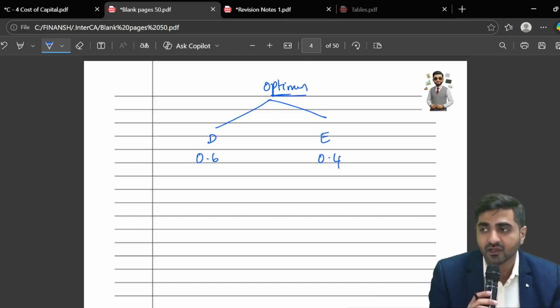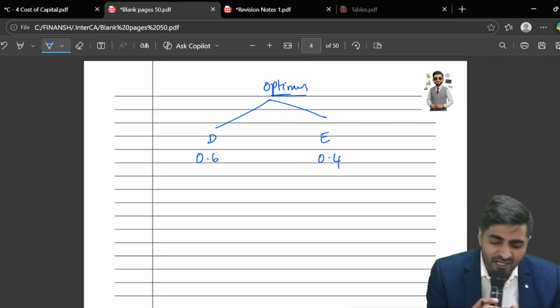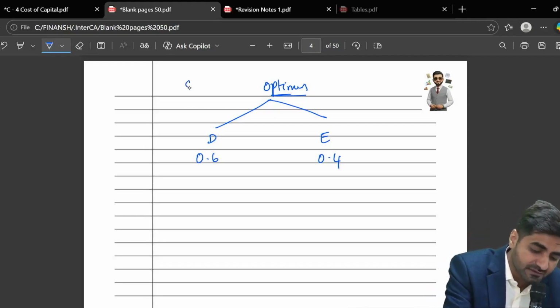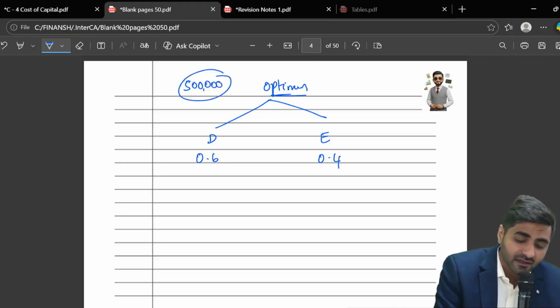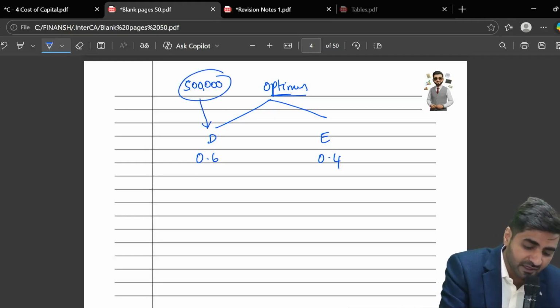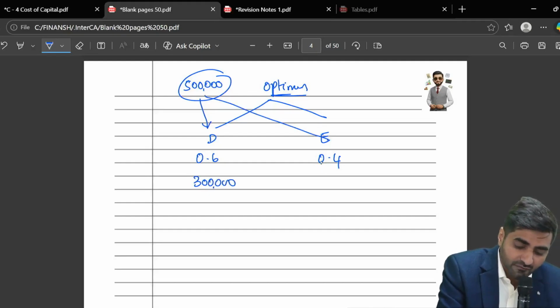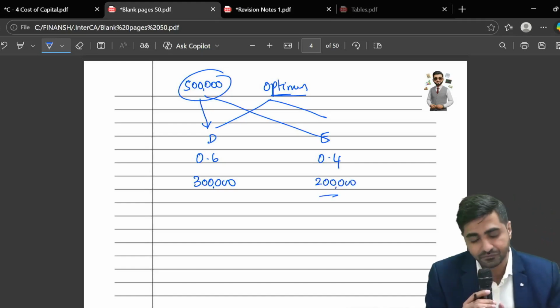Now, the company has already raised 5 lakh rupees. Can you please tell me how this 5 lakh rupees is being raised? 60% debt, it means 3 lakhs. And 40% equity, that is nothing but 2 lakhs. That's how they have raised the capital.